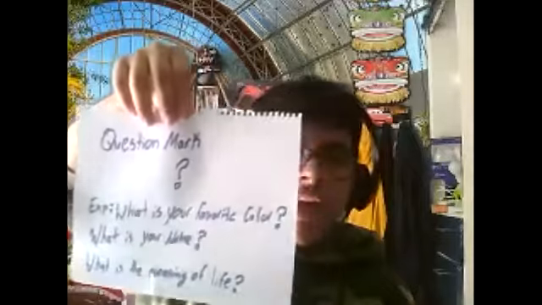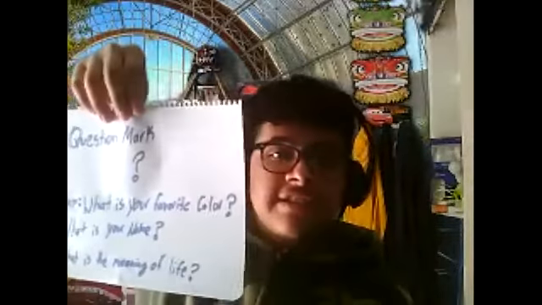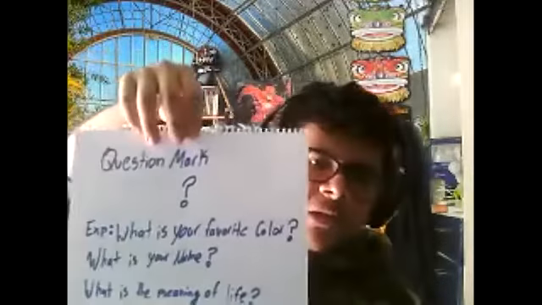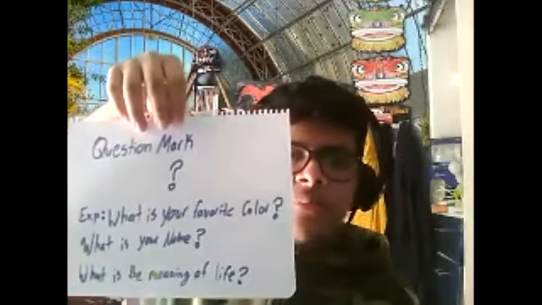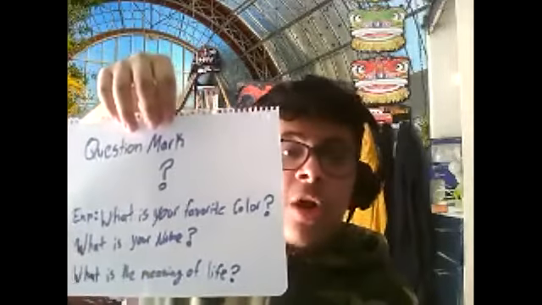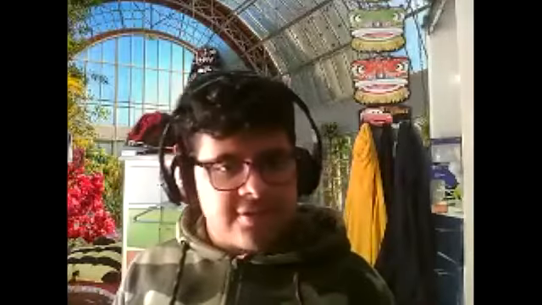Next, the question mark, or the interrogative point. As an example, it is for asking something that is obviously a question. We can say, what is your favorite color? What's your name? Or what's the meaning of life? Simple questions. And the next is the exclamation point.